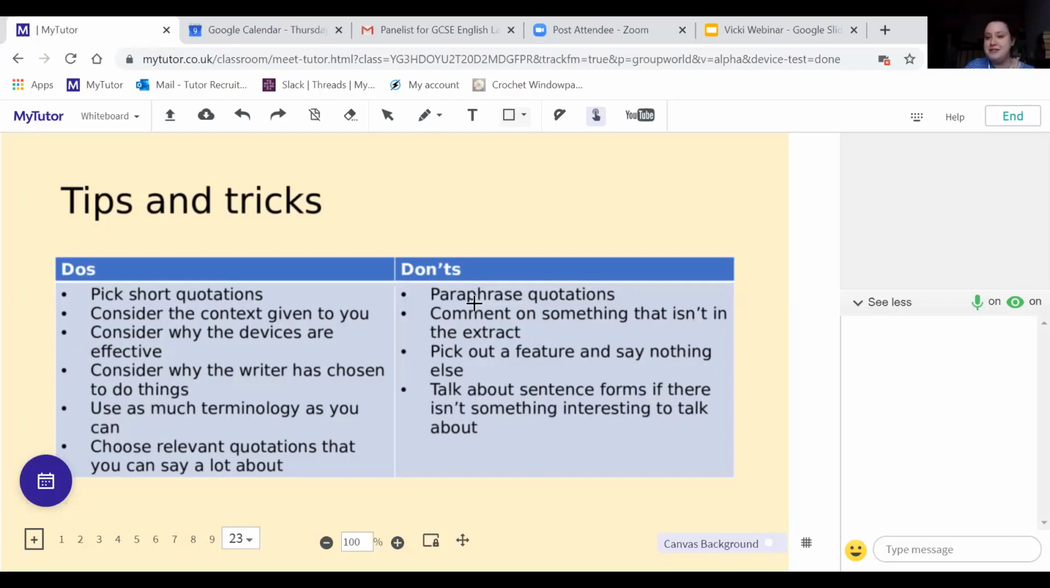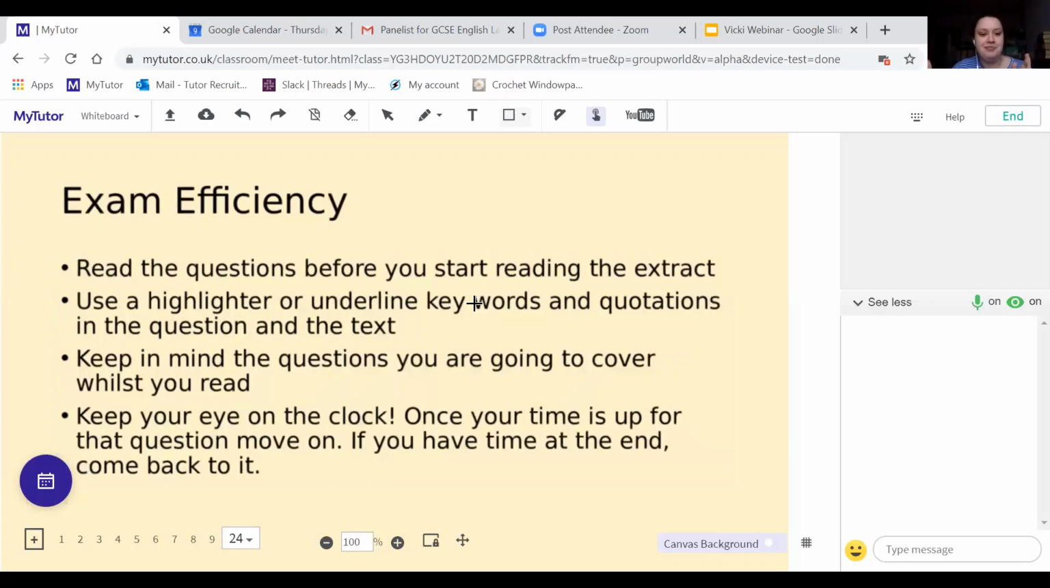Pick out a feature and say nothing else. Don't just feature spot. It will limit you in the marks that you can get. And talk about sentence forms if there isn't something interesting to talk about. I've been over that loads of times and I've battered you over the head with that one, so I won't go any further.